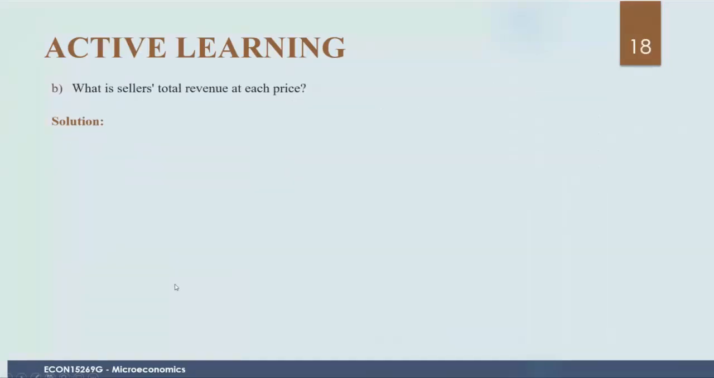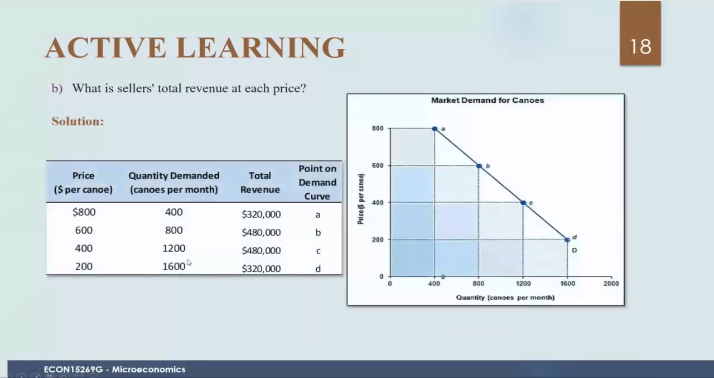Now it's asking us to calculate the revenue at each price. So I'll open it up to the chat. If the price is 800, what will be total revenue, without looking at the answer? Yep, good job, Avreet. We take the price of 800 and multiply it by 400 and we get 320,000.